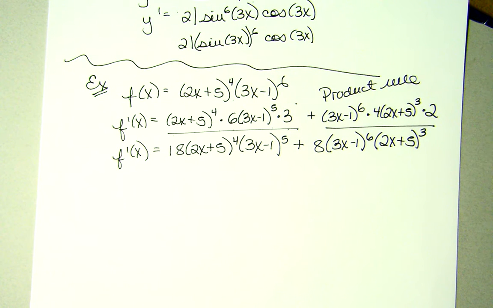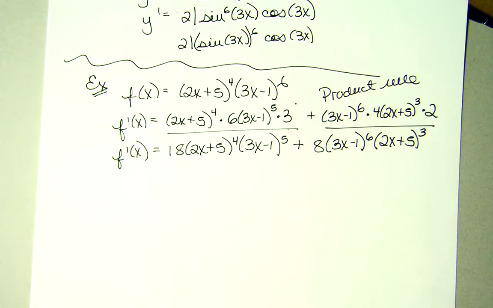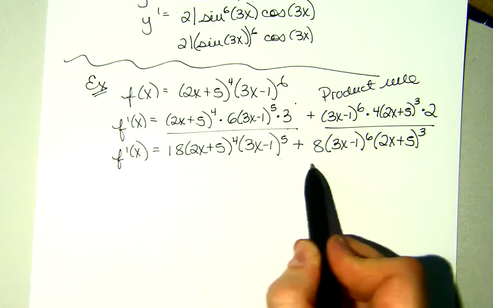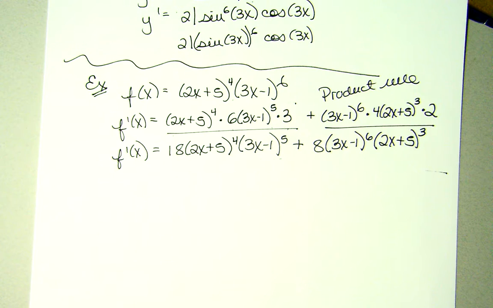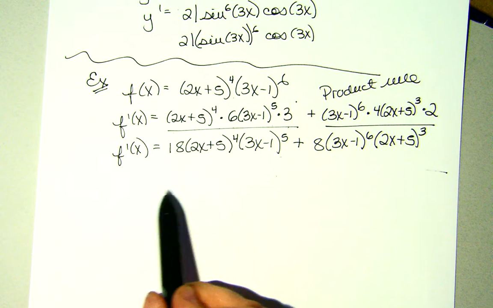I want my answer to be either fully distributed, which I'm not doing, or fully factored. And right now, I'm not because of that plus in the middle. But hopefully you can look at both pieces and see some stuff. Like what? Should the 18 not be in front of the 3x minus 1 to the fifth? It's a big multiplication problem, so it doesn't matter where it goes, but usually we'll just put any coefficients out front.